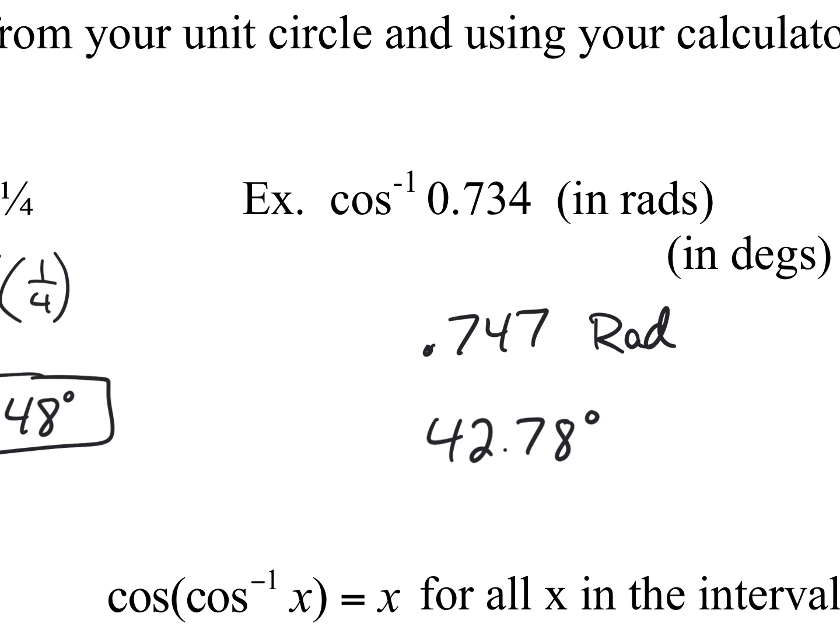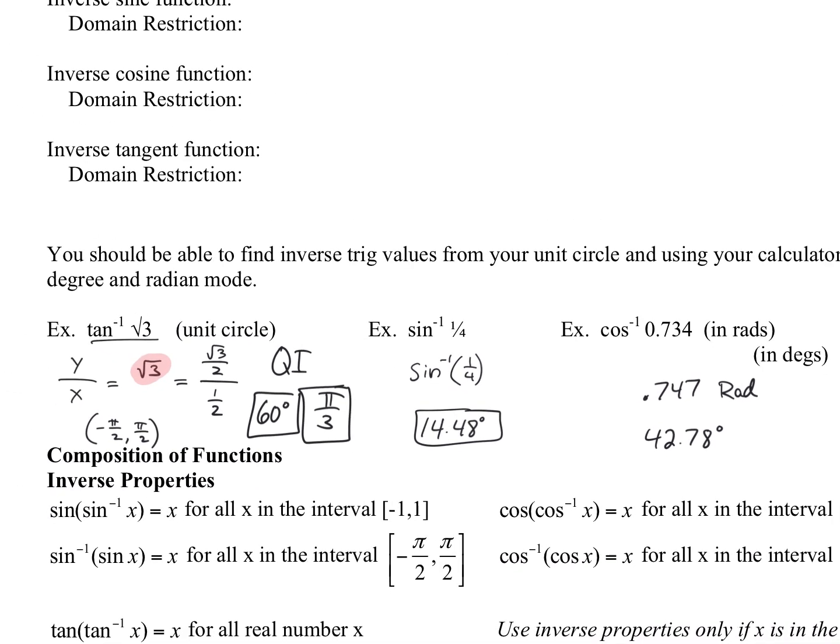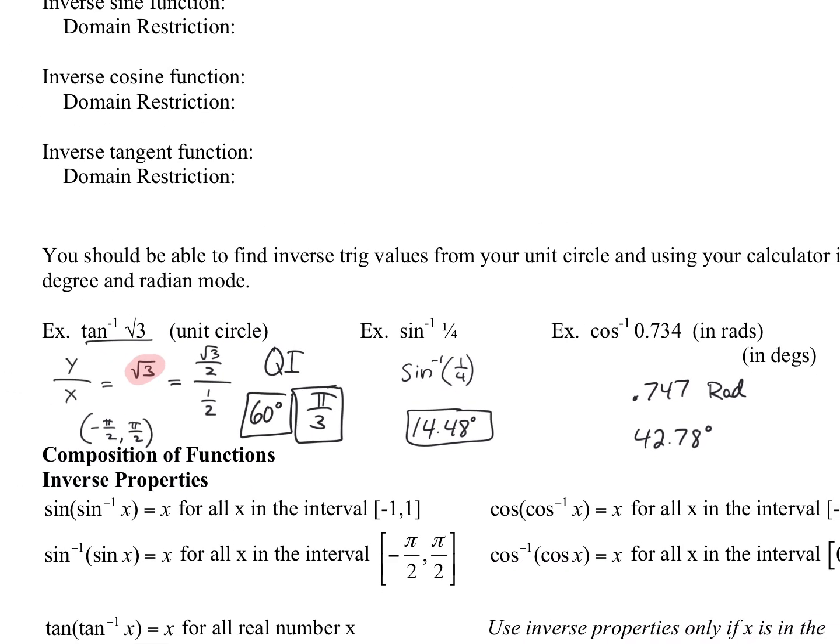But when we use a calculator, our calculator has these domain restrictions built into it. So it knows not to give us an answer like, say, 138, its supplement, right? In each case, our answers will always be on the expected interval.